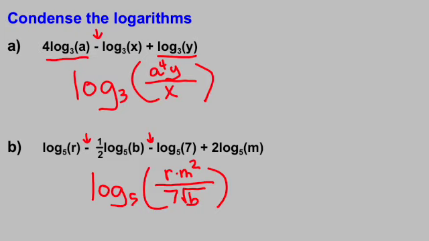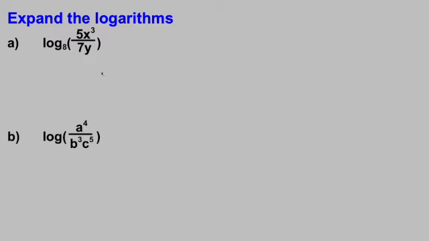So let's go ahead now and let's look at expanding them. So here we have one big logarithm. Now we're going to make it into lots of different things. So let's look at the top first. I have 5 times x to the third. So that times means I'm going to have two things together. So I'm going to write my 5 first. So log base 8 of 5.